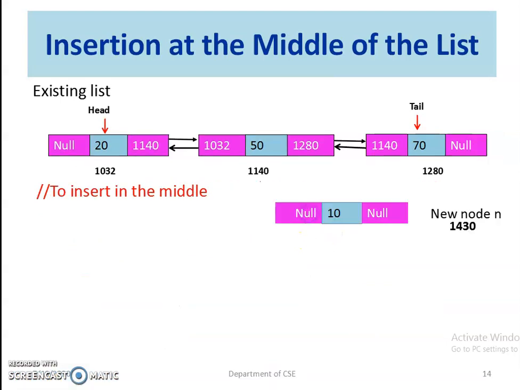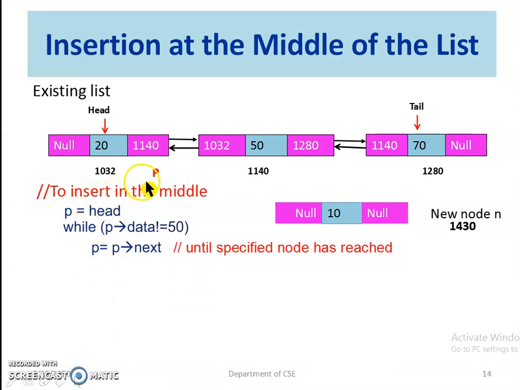Insertion in the middle of the list is slightly complicated as we have to set both the previous and the next pointers. So observe the steps carefully. To insert in the middle, we make use of a temporary pointer p, which initially points to head. Make the pointer p traverse through the list until the specified node after which the insertion is to be done is reached. This is done by setting p is equal to p.next and checking p.data is equal to 50.